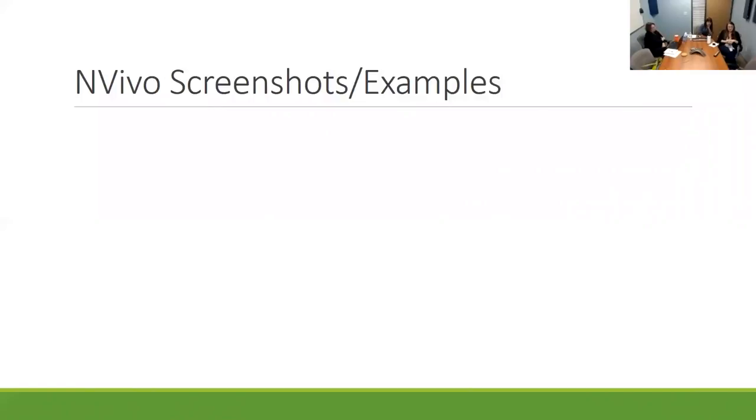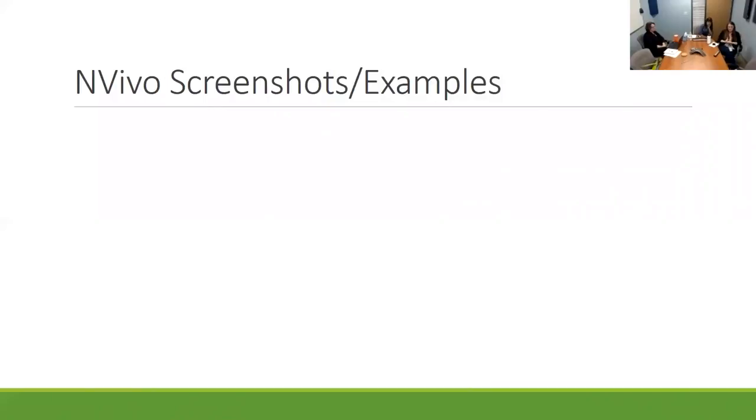NVivo is a bit of a different software program. Dedoose is online. NVivo is software that you download onto your computer. The version that I have was just a one-time fee, and now I own the software. If I ever want to upgrade, I would have to pay an upgrade fee. But that said, it doesn't necessarily end up being that expensive if you can get the funding up front to pay for it.